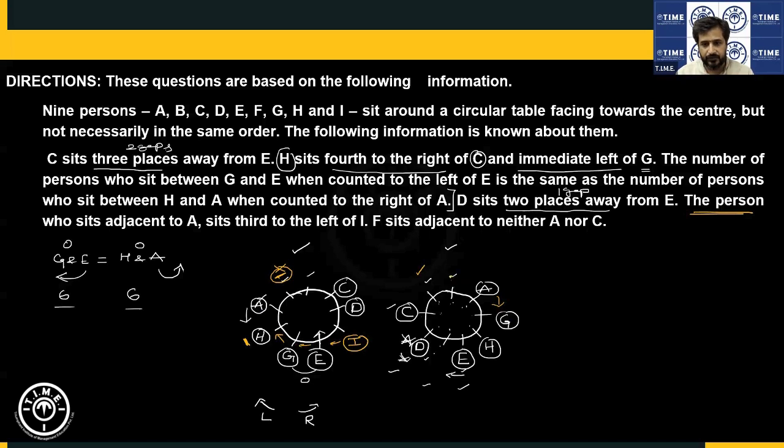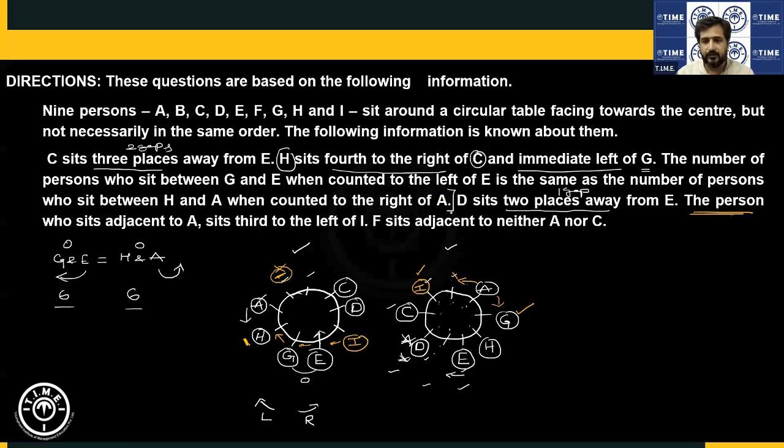If I take this position, immediate right side, adjacent, the person who sits adjacent to A, this person is third to the left of D. So this case is not possible. So I can place G here. G is already there, so I can place I here. Now, this will satisfy this condition. The person who sits adjacent to A, it means G sits third to the left of I.